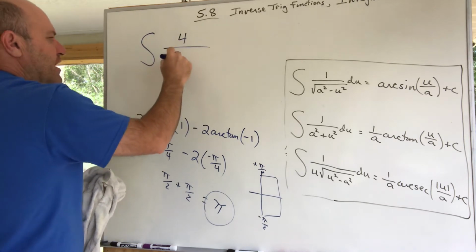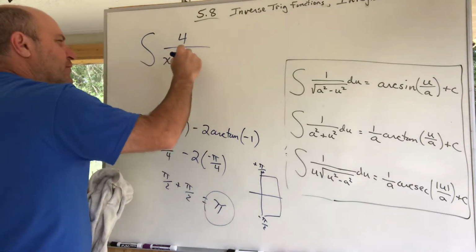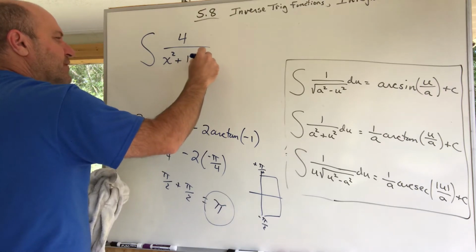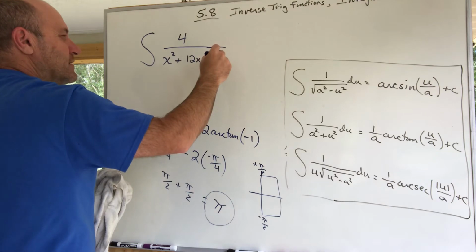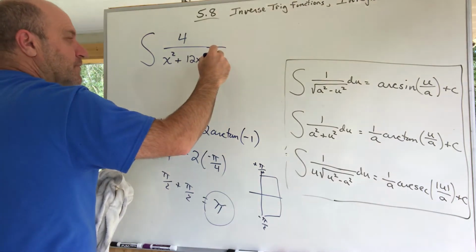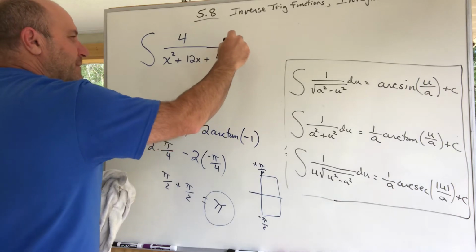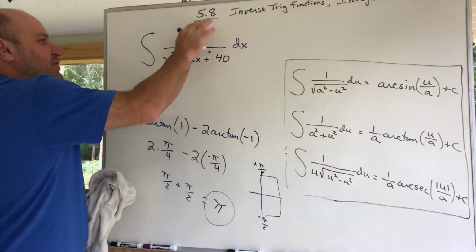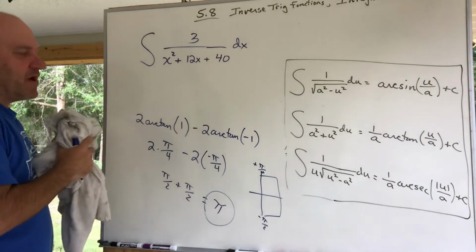x squared plus 12x plus 40. I'm sorry, let's just put a 3 on top for fun there. All right, here we go. This is a nice problem.